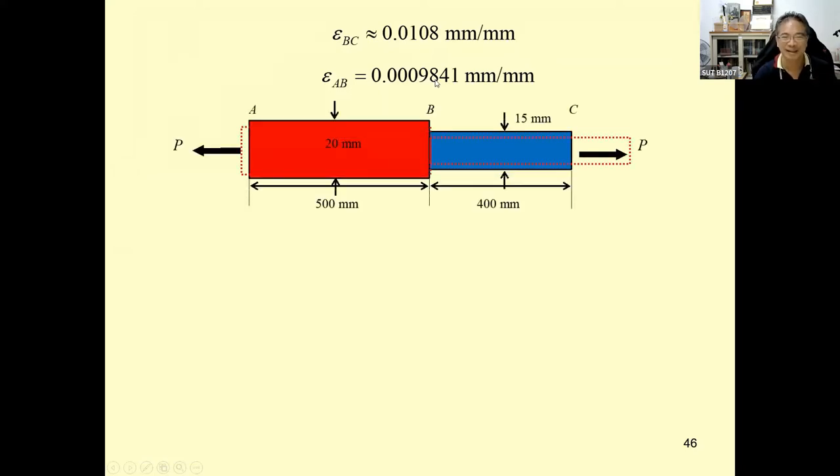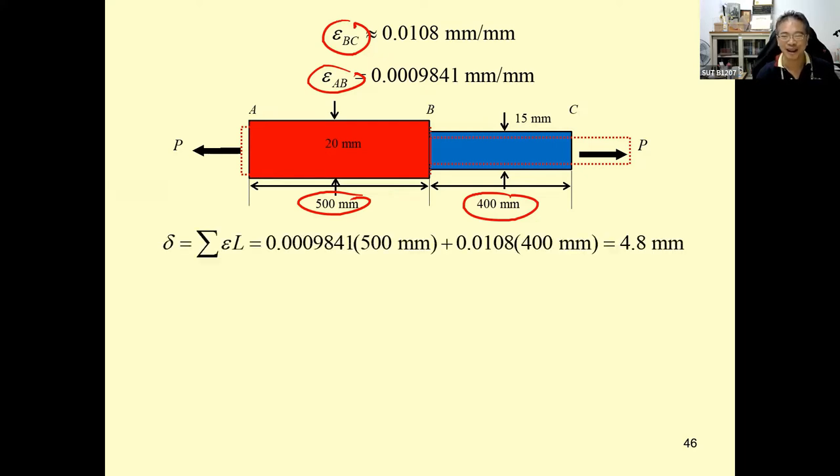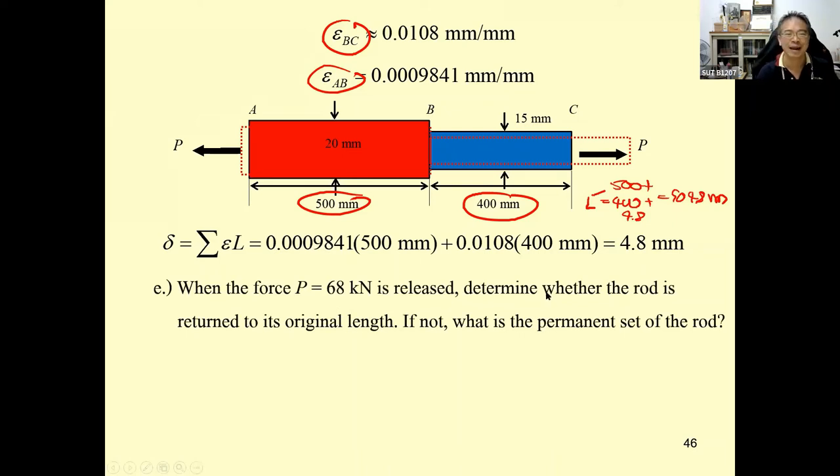So put them together into your calculator. You multiply the strain of BC by 400, and you multiply the strain of AB by 500. Don't mix them up; be very careful to put them in. And then we get the total deformation of the axial loaded member ABC to be 4.8. So L prime is going to be 500 plus 400 plus 4.8, which is going to be 904.8 millimeter.